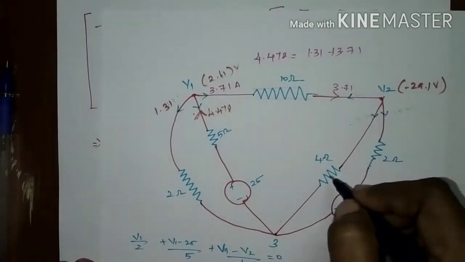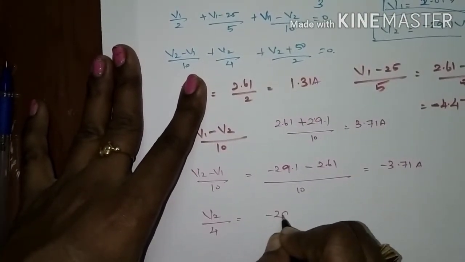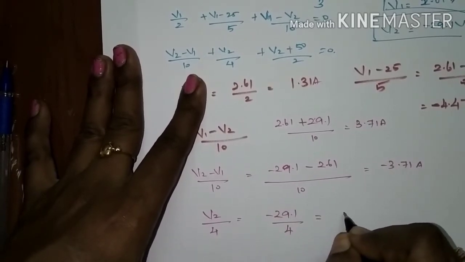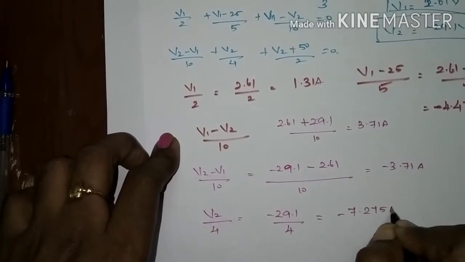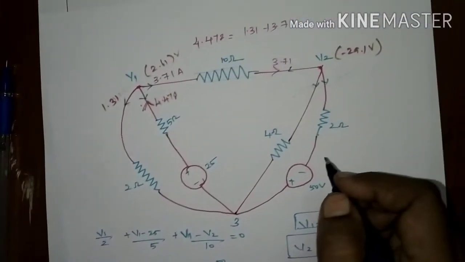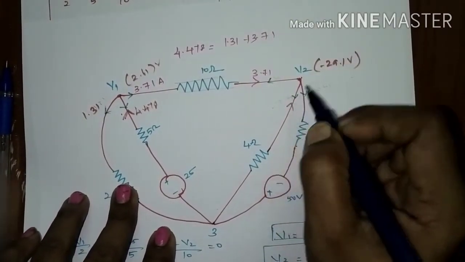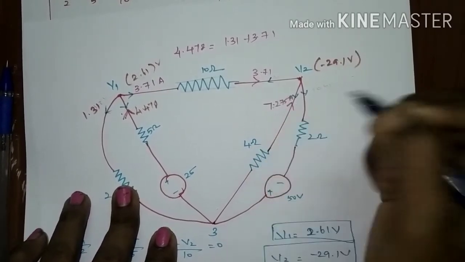Okay. And in this branch, V2 by 4. Your V2 is minus 29.1 divided by 4, which is equal to minus 7.275 ampere. Again, here the current direction which you assumed is wrong, it has to be reversed. So, minus 7.275 ampere is incoming.